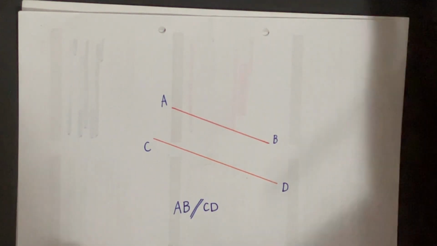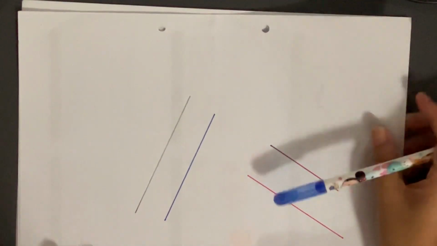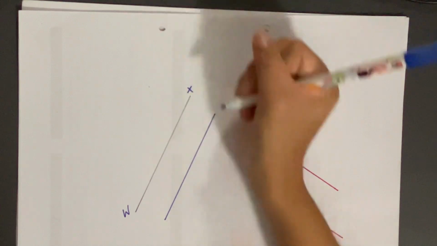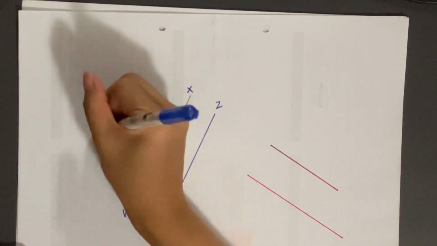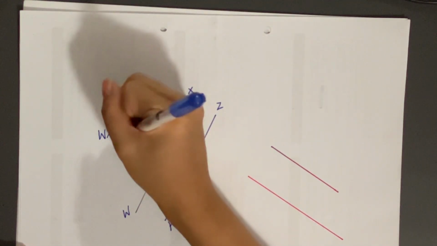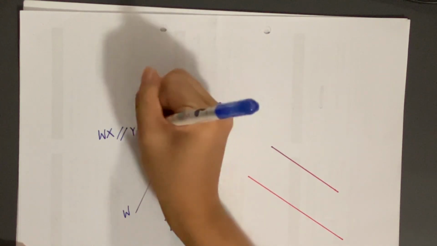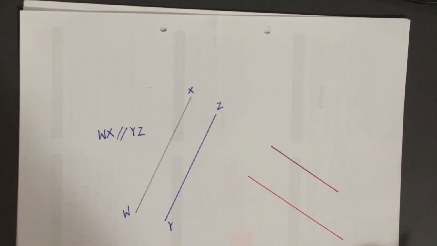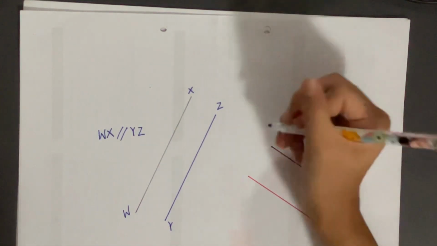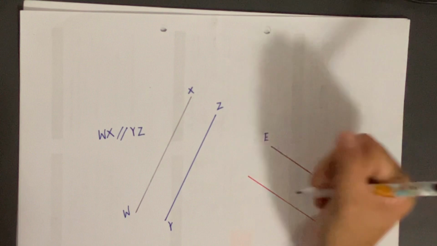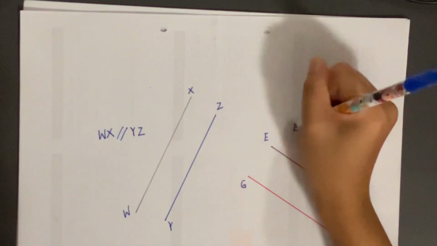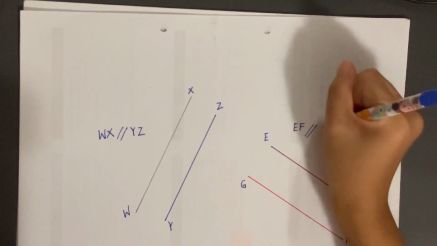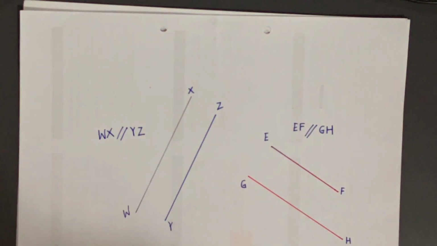Okay? So if we look at the ones that we drew just now, let's say this is W, X, Y, and Z. So I can write it as WX is parallel to YZ. Okay, let's say this one is EF and GH. Then this would be the symbols for it, to indicate that two lines are parallel.